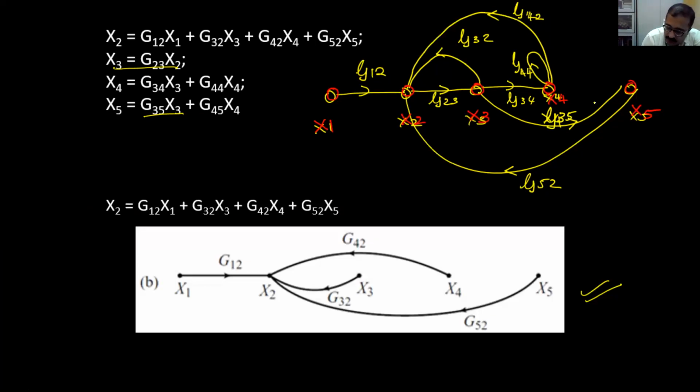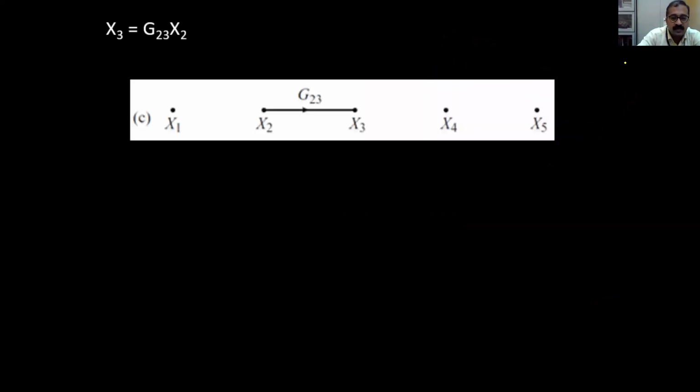Now with G then, what is x5? G35 x3. From x3 we have taken a path with a gain of G35. What next? From x4 at a gain of G45. So this is G45. Okay. And this is what is shown here.